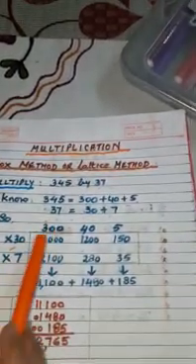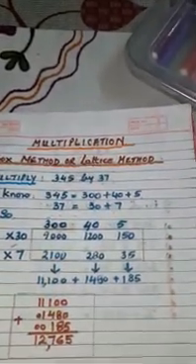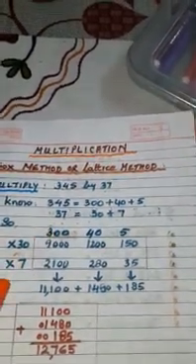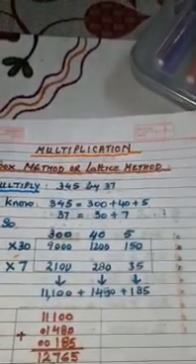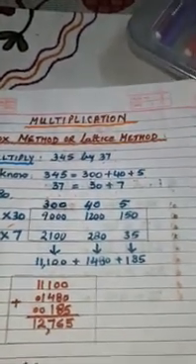Now 300 into 7. So how many zeros are there in both? 1, 2. I have written the zeros. Which numbers are left now? 3 and 7. All you know the table of 3. 3 sevens are 21. Now what is the next step we have to do?